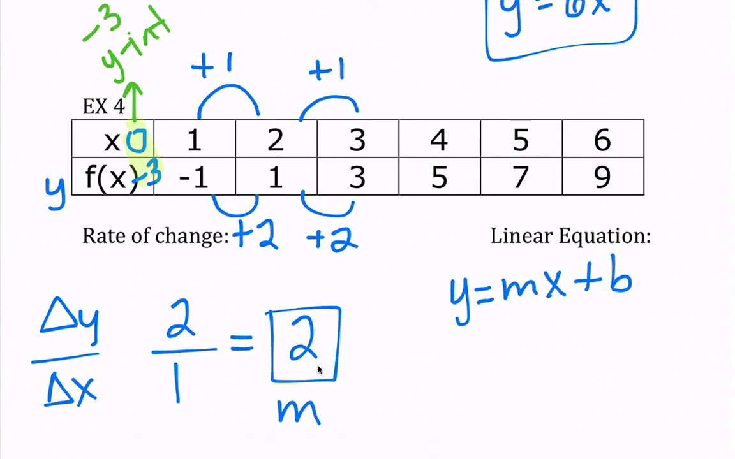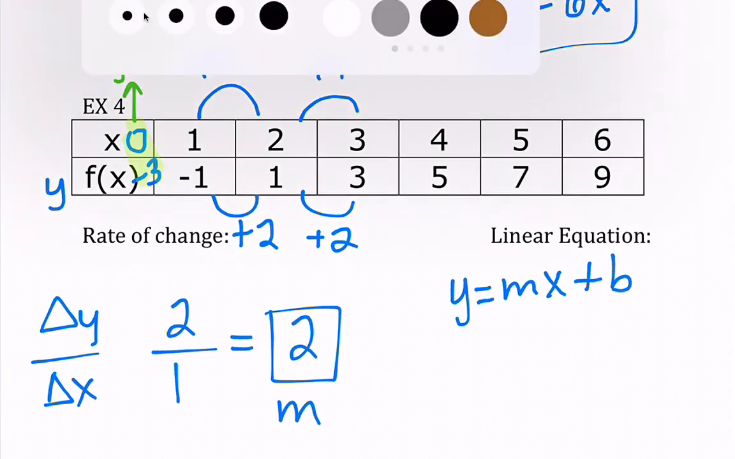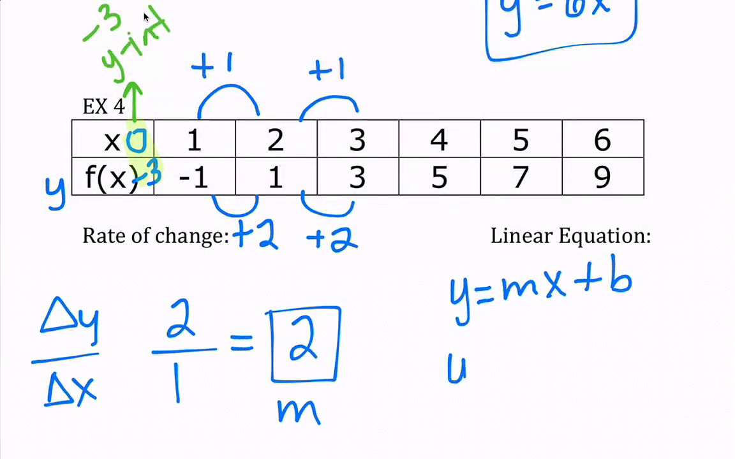So now I know my m, I know my b, my y-intercept, so I can write the equation. Y equals m, which we said is 2, x, and our b, our y-intercept, is -3, so I'm going to write -3.